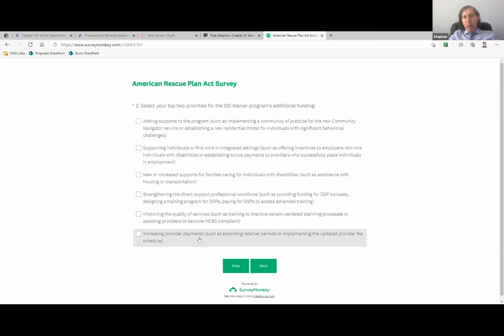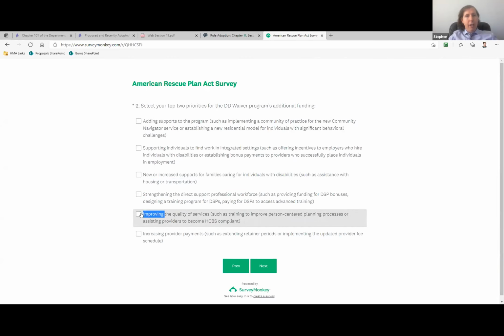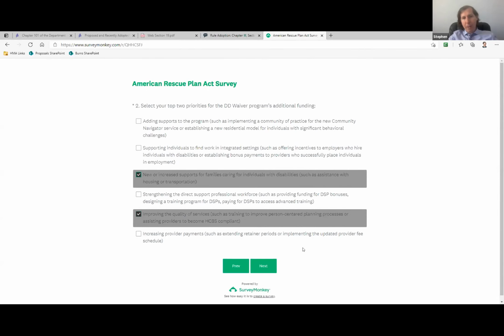And then are there investments that we ought to make specifically in provider reimbursement, another topic that Mary mentioned a moment ago? So out of these 6, we're asking you to choose your 1 or 2 highest priorities. And just for illustrative purposes, I'm going to talk about improving the quality of services as well as increasing supports for families who care for people with disabilities.